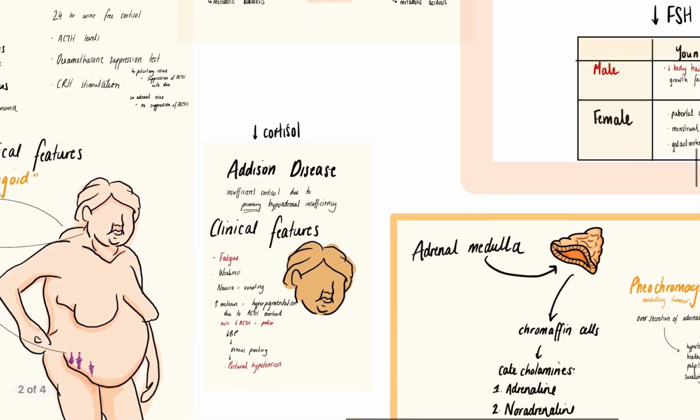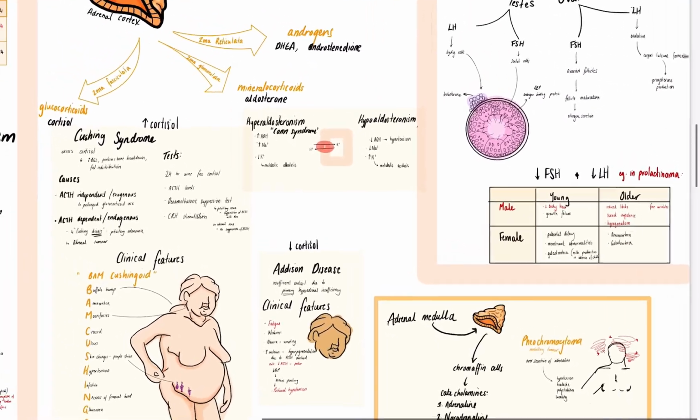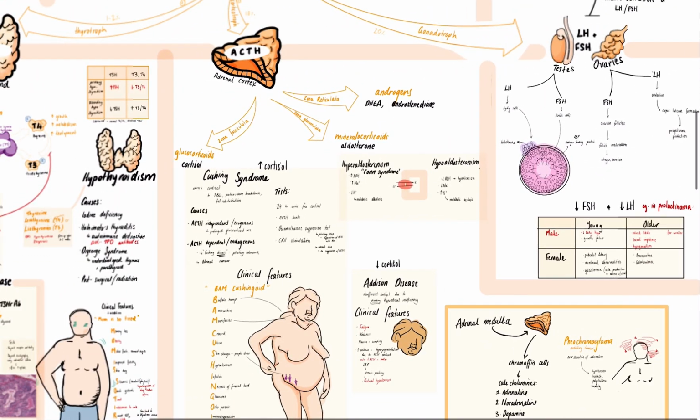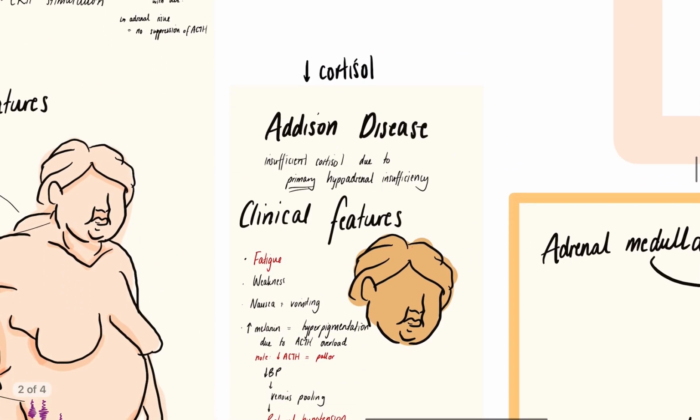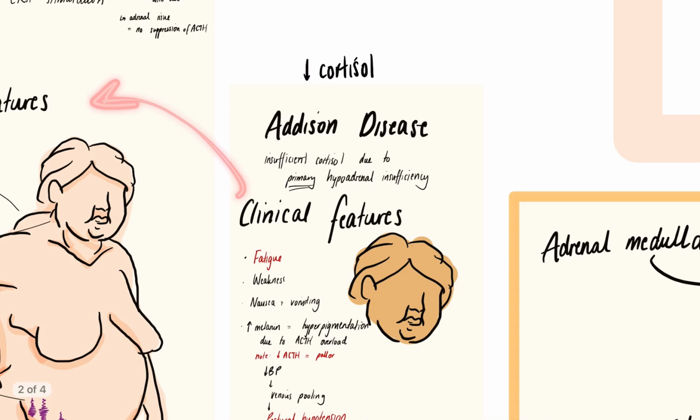We're nearly at the end. Okay, so these are all cases of increased stimulation of the adrenal cortex. However, in the case of decreased cortisol, sorry, I probably should have put this before talking about aldosterone, a case of decreased cortisol can lead to what's called Addison disease.